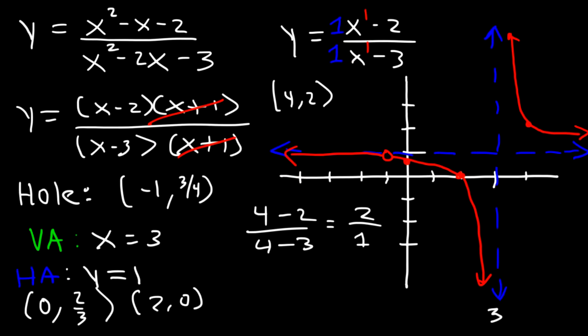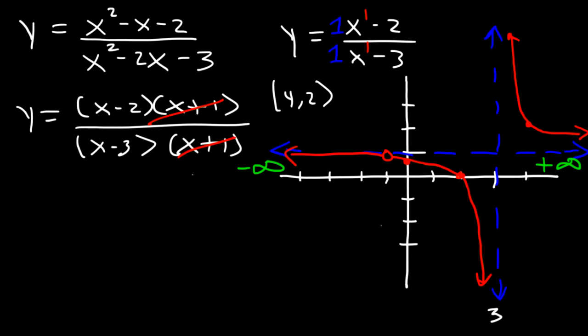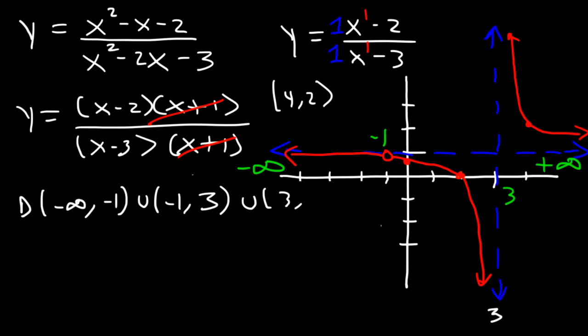So now that we have the graph, let's go ahead and find the domain and the range. So let's start with the domain. The lowest x value is negative infinity and the highest is infinity. We need to take out the x-coordinate of the hole, which is negative 1, and we need to remove the vertical asymptote, which is 3. So the domain is going to be negative infinity to negative 1, union negative 1 to the vertical asymptote, which is 3, and then union 3 to infinity.